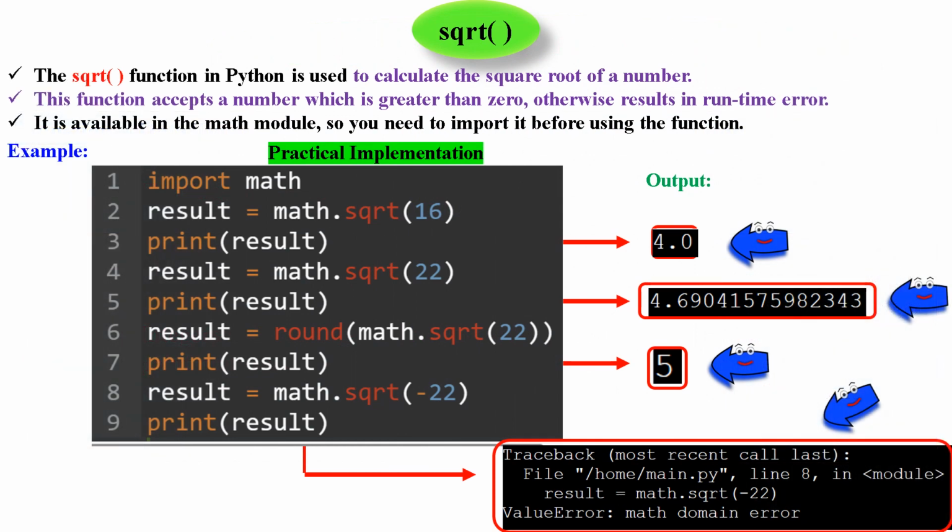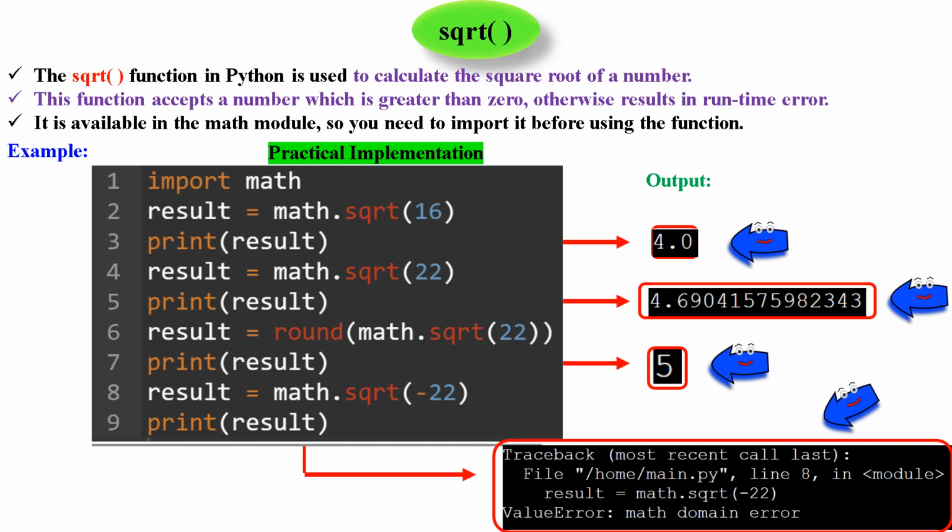The sqrt function in Python is used to calculate the square root of a number. This function accepts a number which is greater than 0, otherwise results in runtime error. It is available in the math module, so you need to import it before using the function. Let's see some examples.